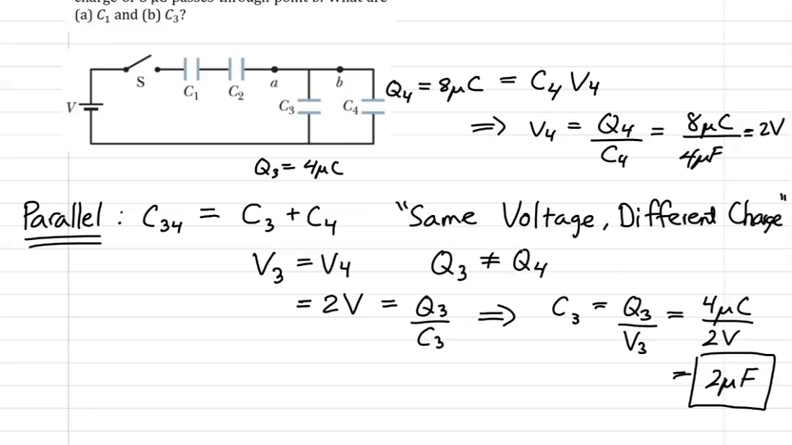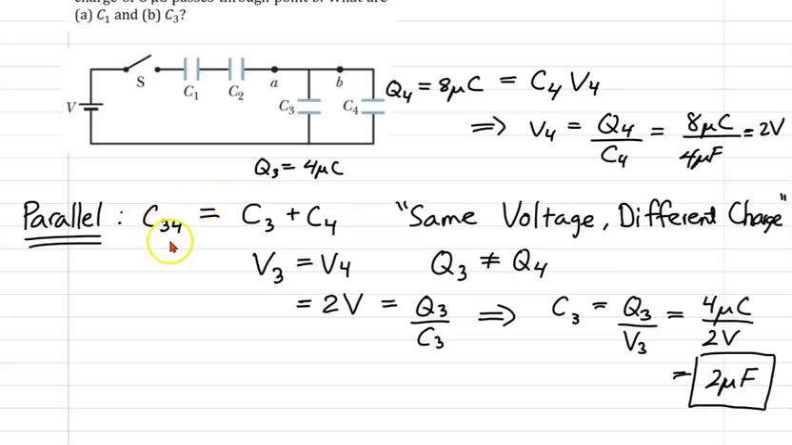Now, I want to really mention that the key to doing these problems is the notation. Notice that I keep everything separate. Everything has a subscript. So if this is C4, it has a voltage V4 and a charge Q4, and same thing for 3. I always write the subscript so that it won't get confusing when you try to manipulate all these equations.